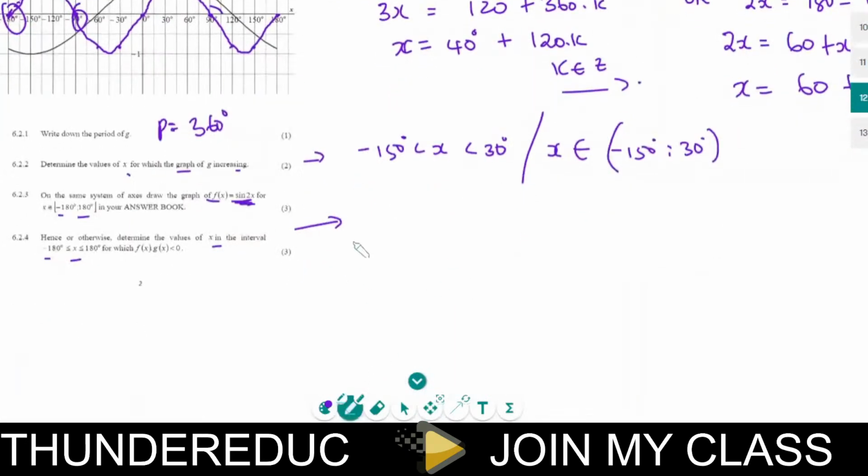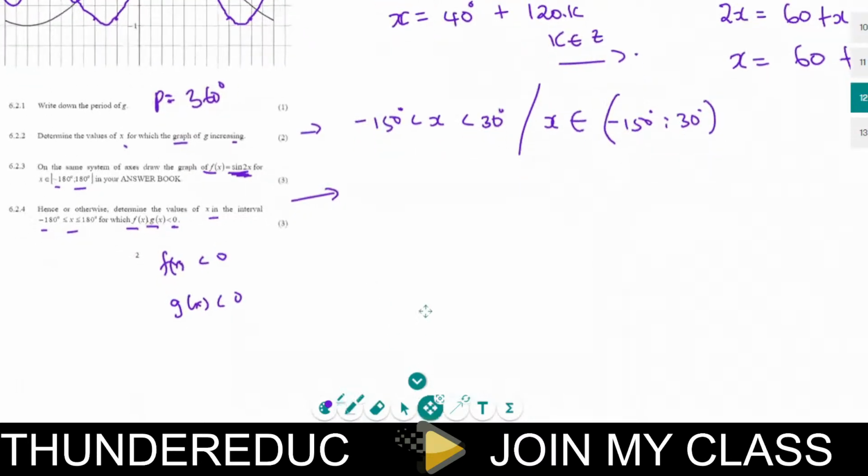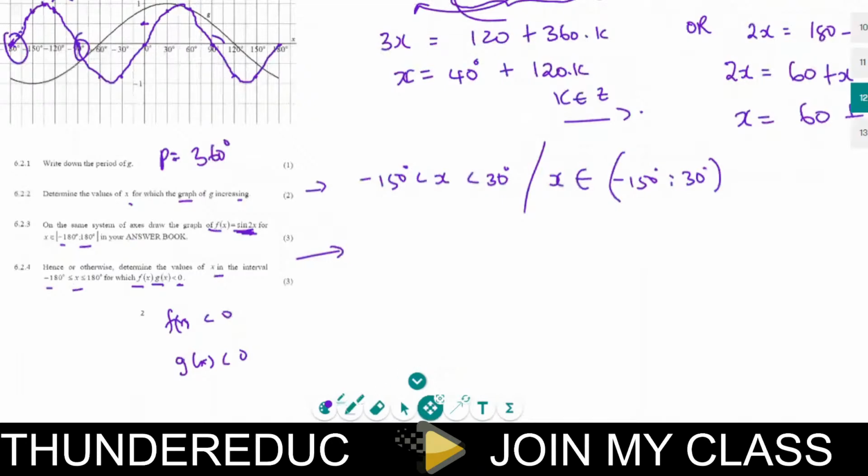So what this means is it's either the graph of f or the graph of g being less than 0, but not both. So we need those values of x where either f or g is less than 0, but not both of them. From the sketches, where do we find any one of them below 0?